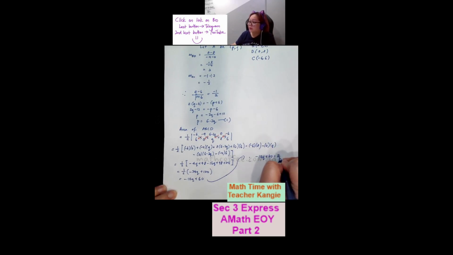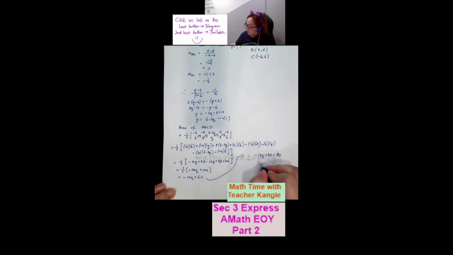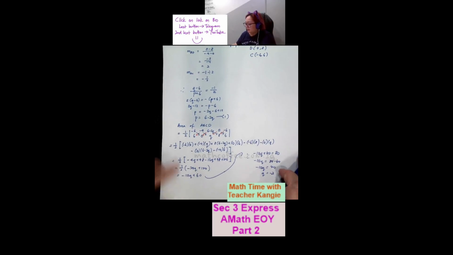Equal to 80. So minus 10Q equals 80 minus 60. Minus 10Q equals 20. So my Q is equal to negative 2. And my P, I already know that it is 6 minus 2Q. So therefore it is 10. And with this, we will know that A is PQ, so it's 10, negative 2. Done.